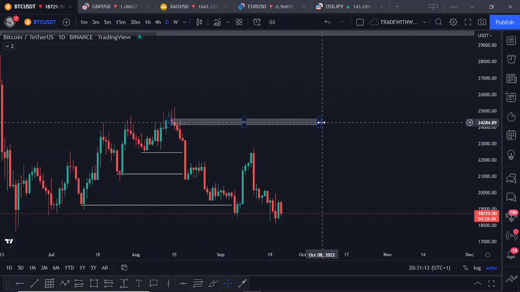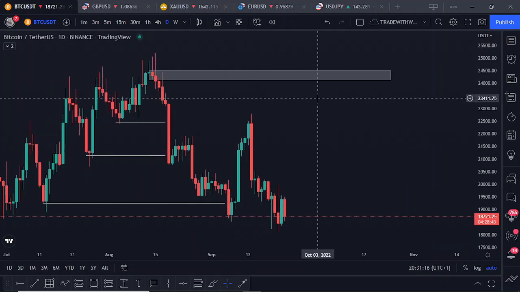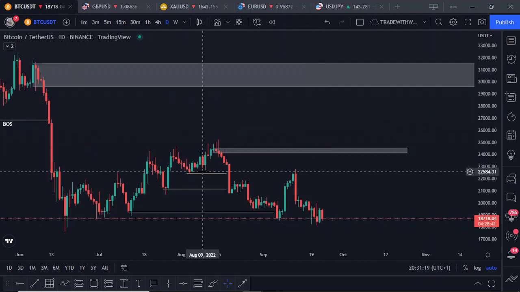But look at what market is doing again. Look at how market is doing now. Market is still not mitigating our supply zone. So what is the solution to this? You can then move to another time frame. Okay.